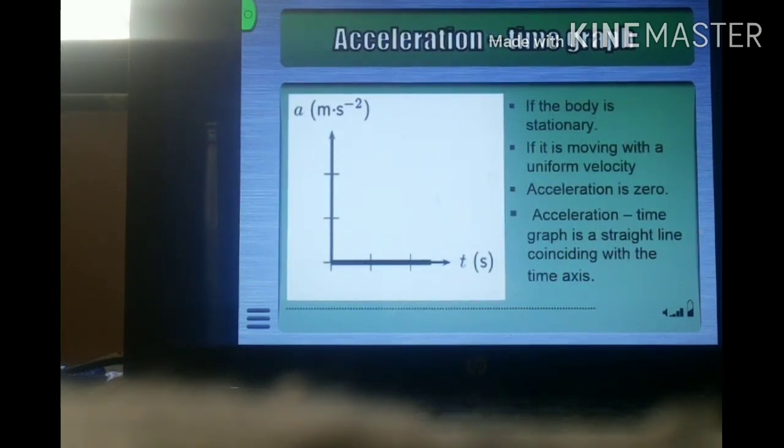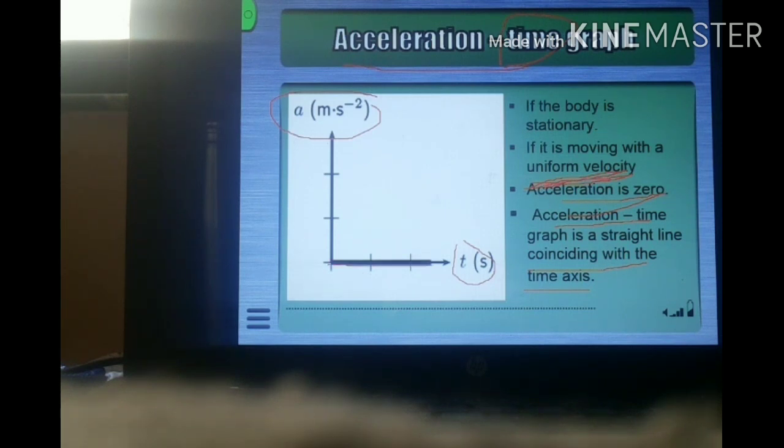Next type of graph which we will be starting is the acceleration time graph. Acceleration is not a constant term, so it will be taken along the y-axis, whereas time is a constant term, so we will be taking time again along the x-axis. Whenever the object is moving with uniform velocity, or whenever the velocity is kept constant, acceleration is not there, so acceleration is said to be 0, and the acceleration time graph is a straight line coinciding with the time axis.